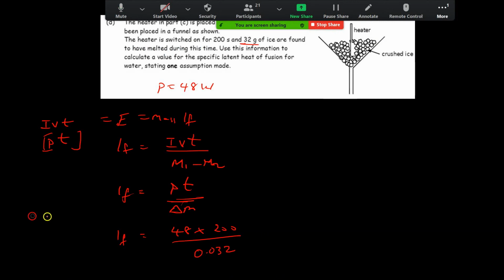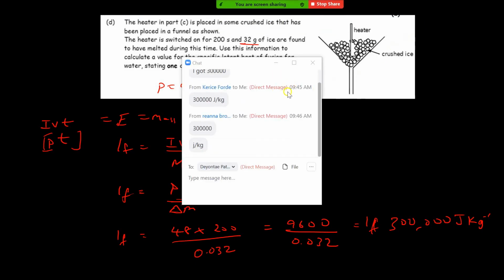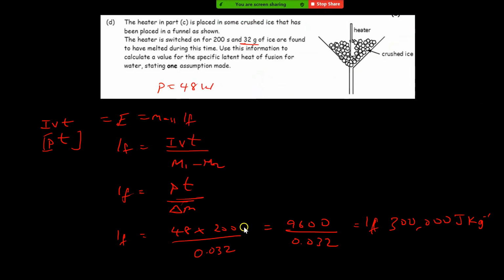Let me see here now. All right, so 48 times 200, we're getting 9600, divide that by 0.032. So LF is going to be 300,000, and this is joules per kilogram, essentially. Yeah, thank you, guys.